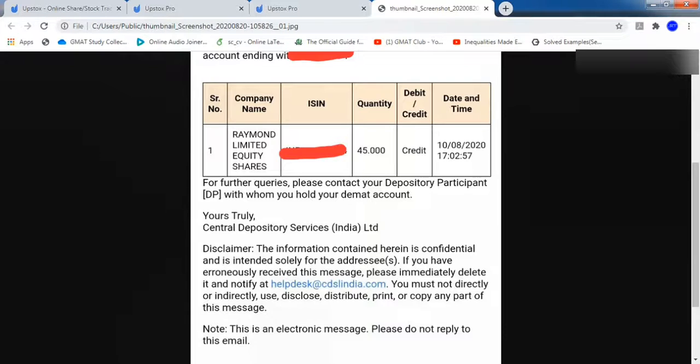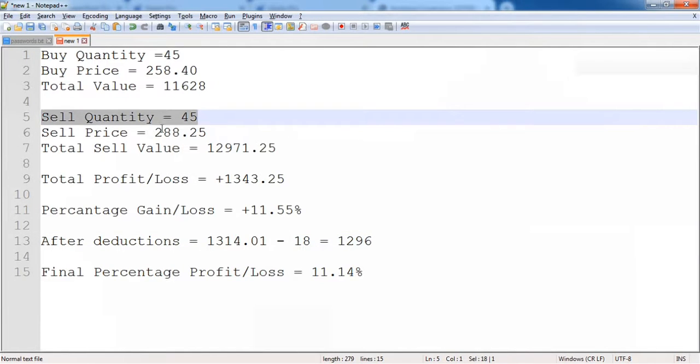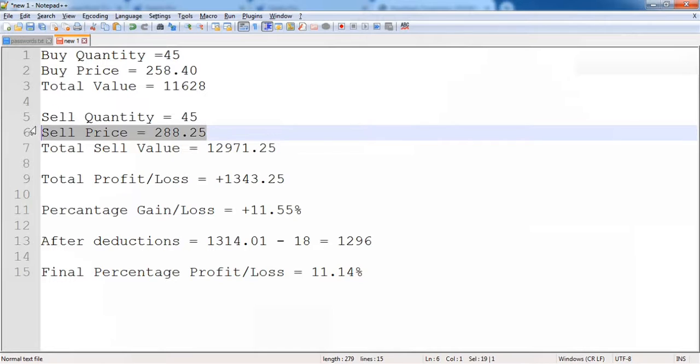Primarily, if you see, the quantity that I have bought is 45. I purchased it at a price of 258.40. The total value was 11,628. The sell quantity is the same. I've sold all 45 stocks. Today I've sold it at 288.25, and the total sell value is 12,971.